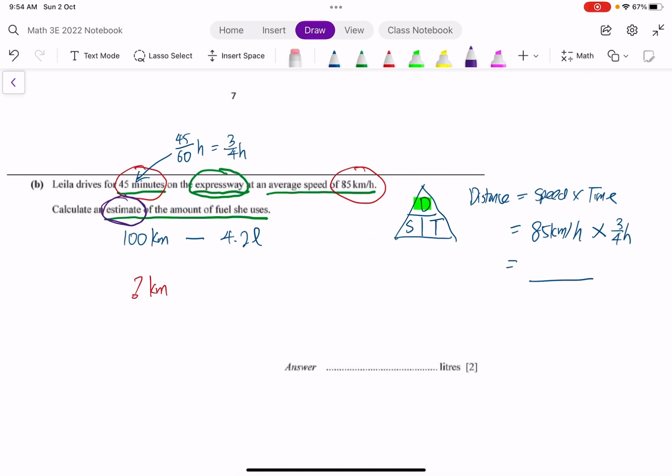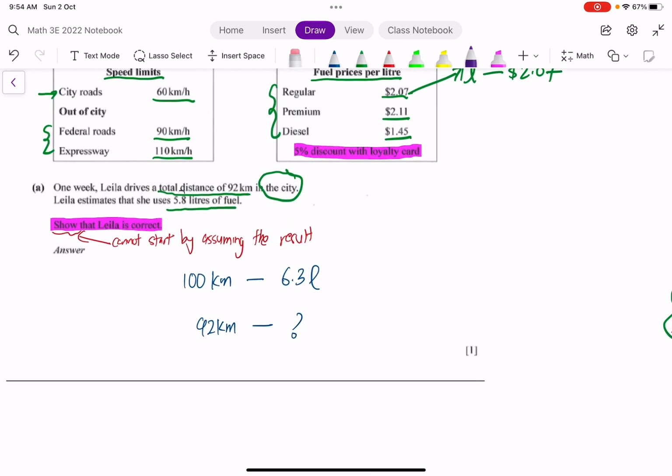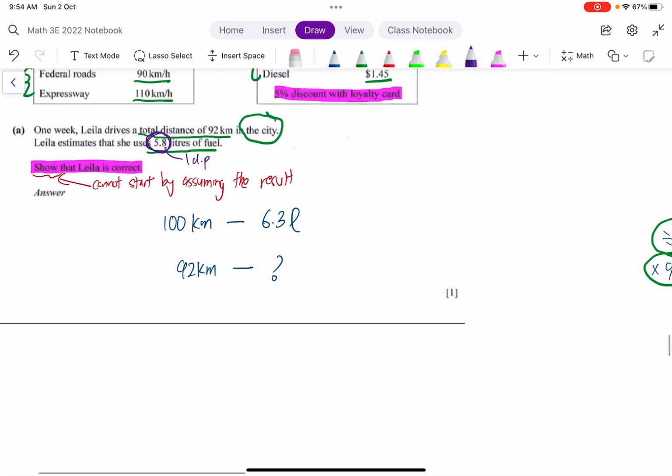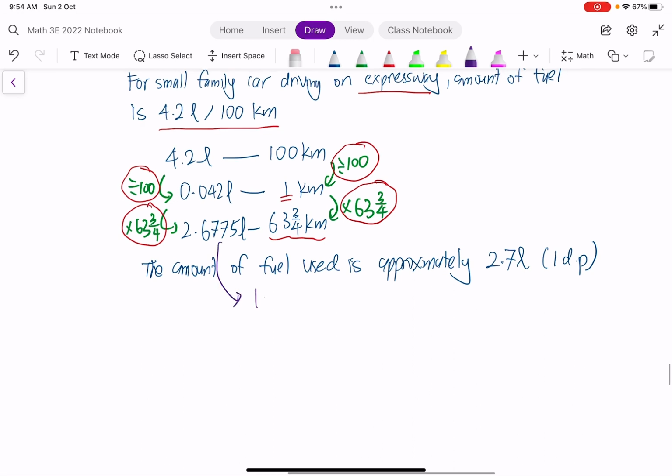How do I know it's 1 dp? I refer to part A, where you are asked to show that it is 5.8 liters. This is the estimated value that Layla had previously, which is rounded to 1 dp. So I will also round to 1 dp to get 2.7 liters, to be consistent with part A. But if you round to 3SF, in this case I will also award you the mark.